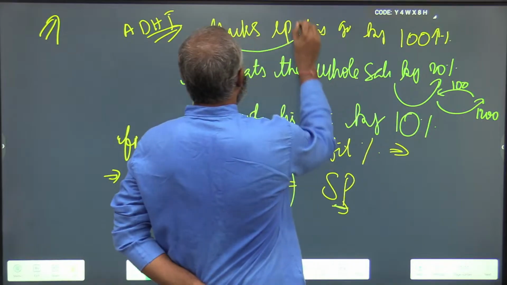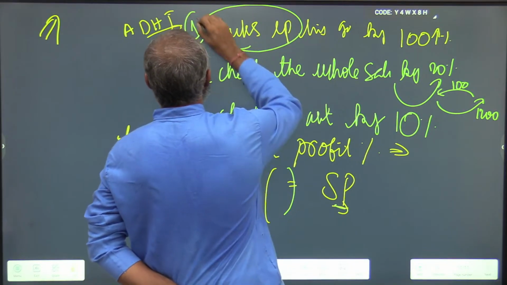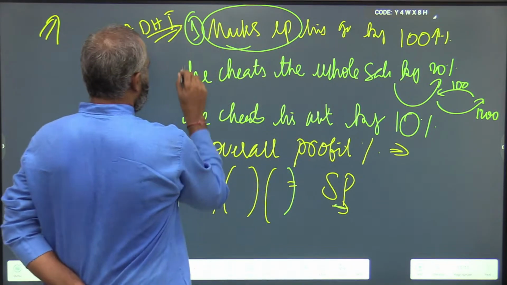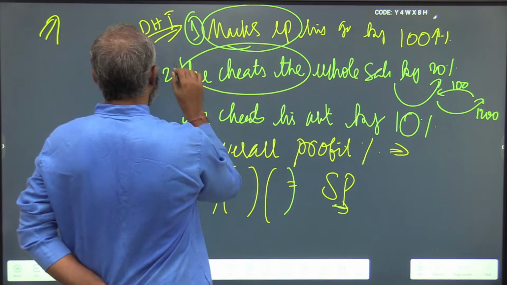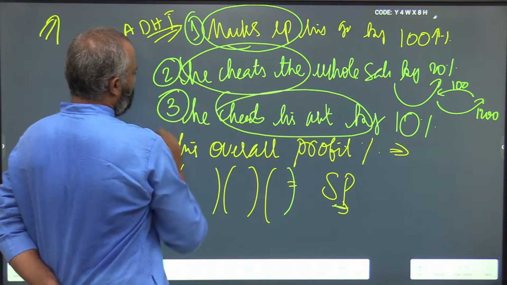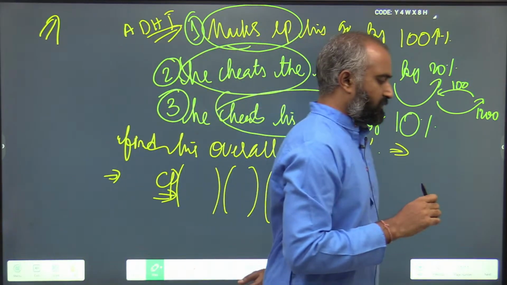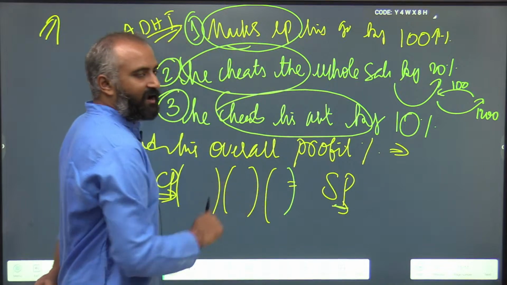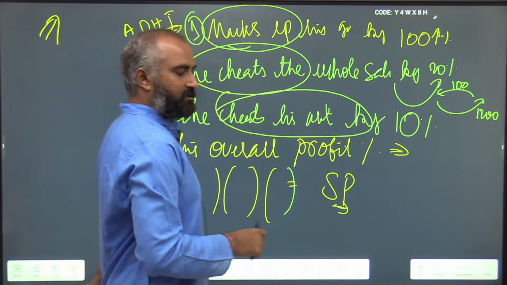Action 1 is he is marking up his cost price. Next, he is cheating the wholesaler. Second one, and he is cheating his customer. Third one. So corresponding to this, we should have 3 factors.